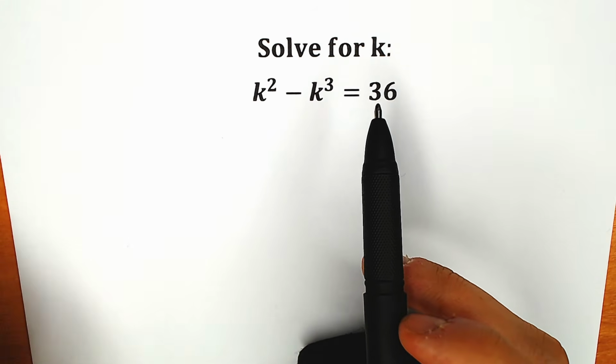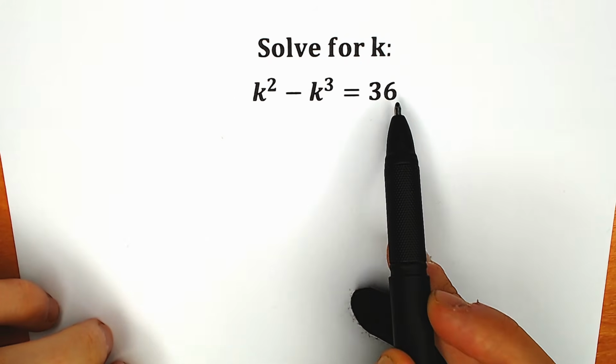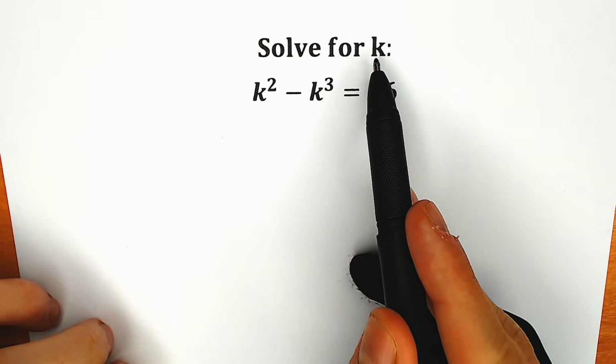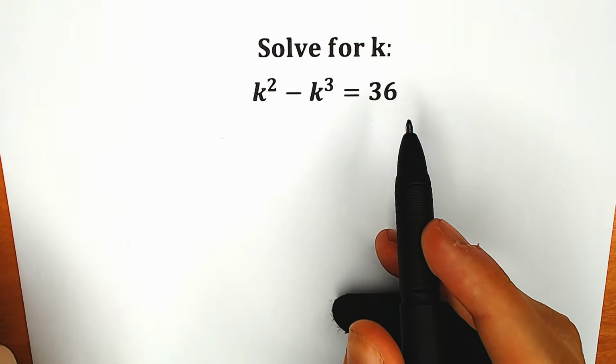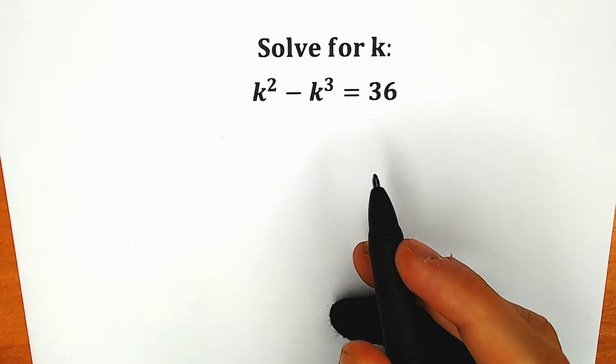Today we have a very interesting math question: k squared minus k cubed equal to 36. We need to solve this equation for k, so right now you can easily pause the video and write a solution in the comments below, and then we will check our answer, so it will be really interesting.